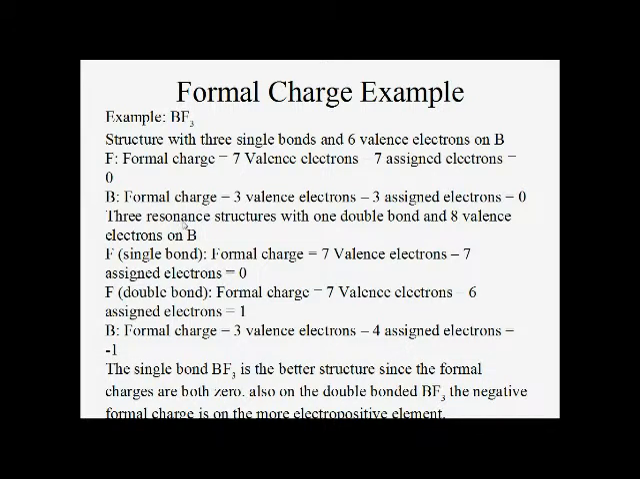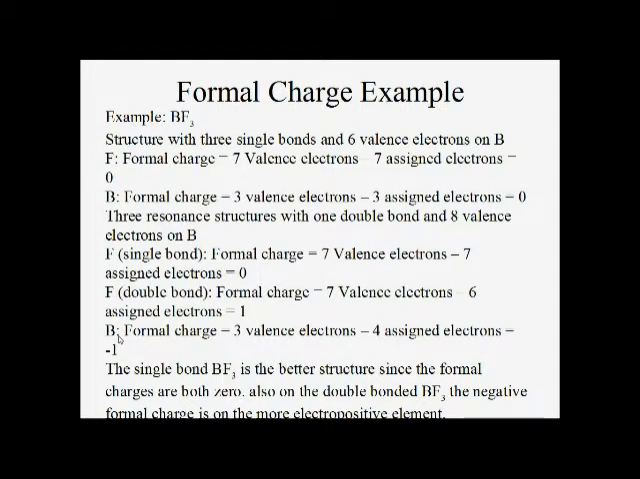So when we compare these, on the 3 single bonds, we get 0 formal charge for both fluorine and boron. So this is the best structure. Since with the double bond, we're going to have 1 fluorine with a negative, 1 fluorine with a positive 1, 1 boron with a negative 1. So the sum of the absolute values is going to be 2, not 0. So the 3 single bonds is better in that regard.